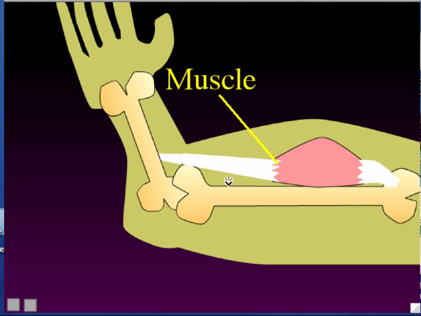Okay, so muscle tissue is tissue that causes movement of body parts or fluids inside the body, and it causes that movement by contracting, by getting smaller. And that's kind of an amazing thing. Muscle tissue is the only tissue that can contract itself to a smaller size. How does it do that? Well, because the muscle cells contract.